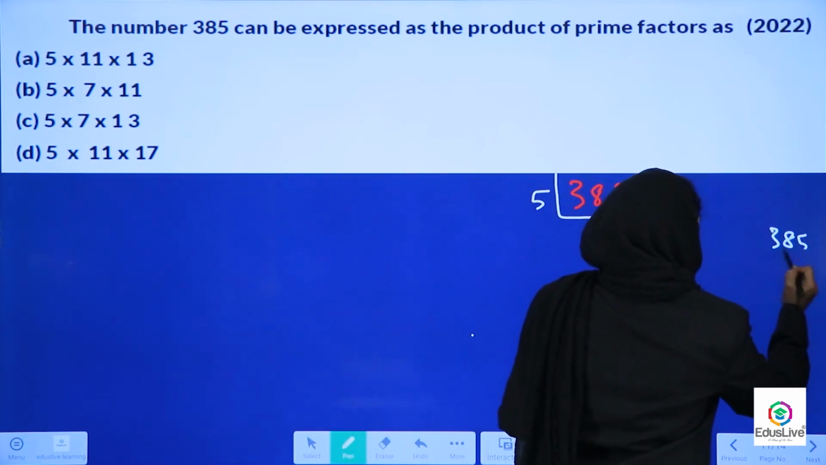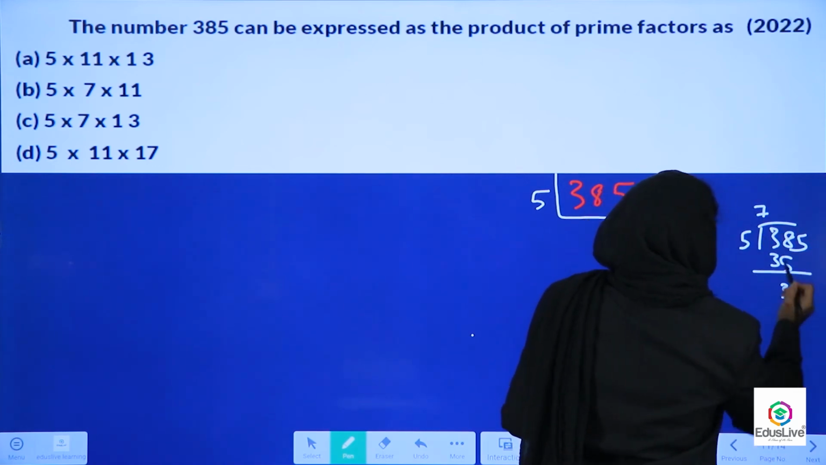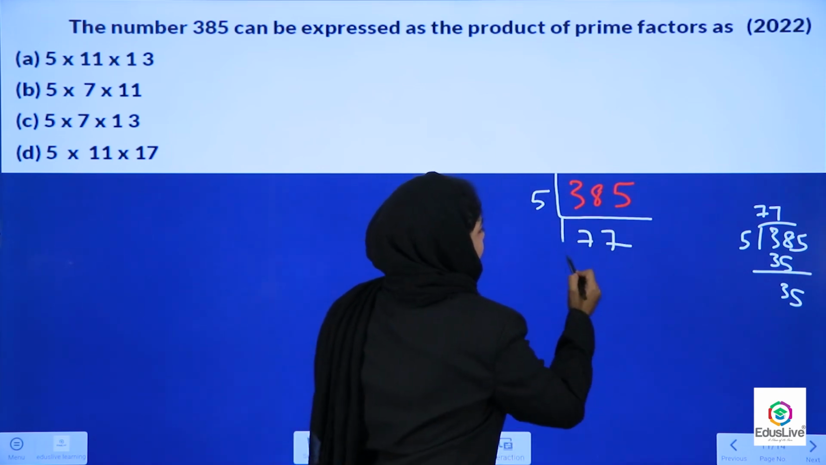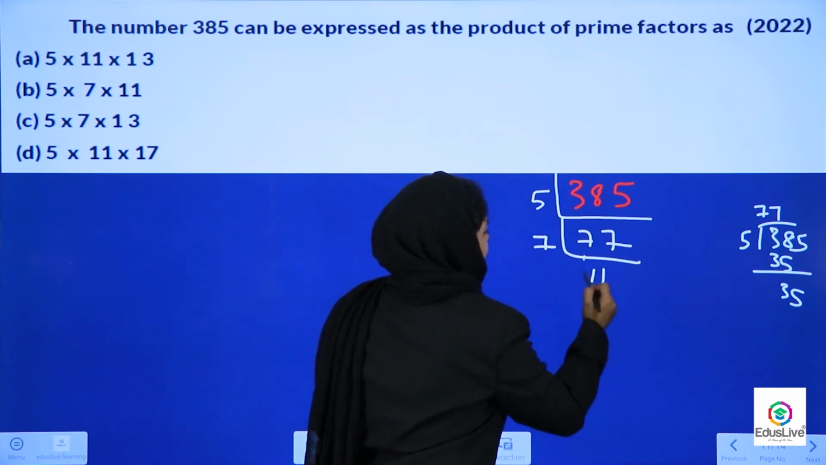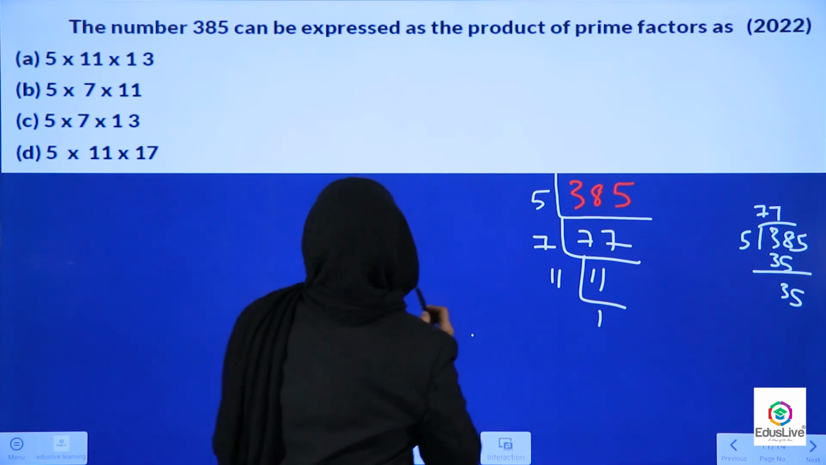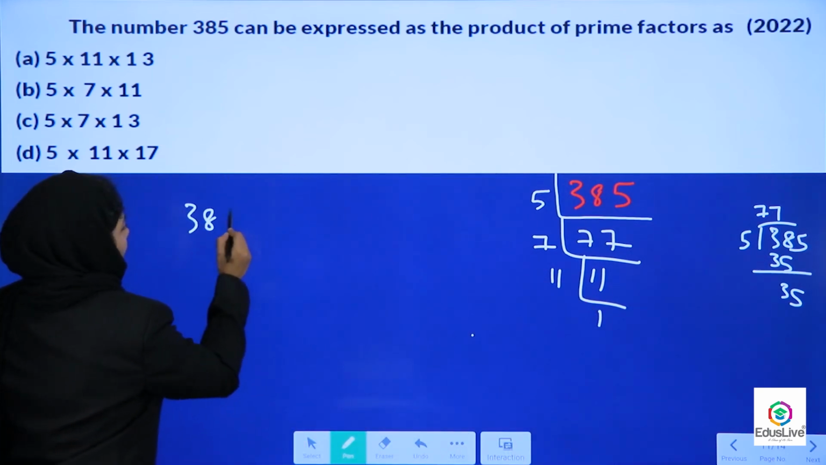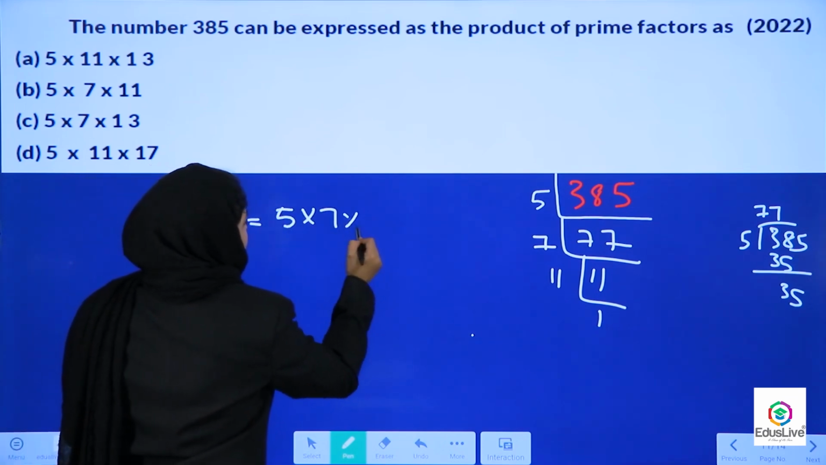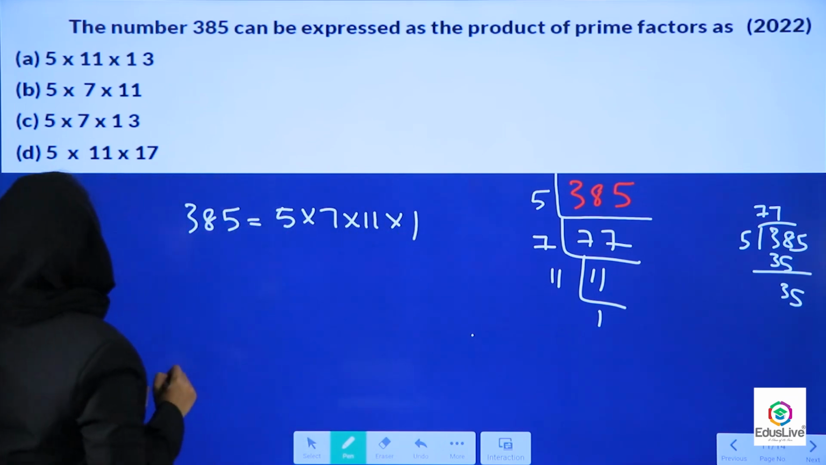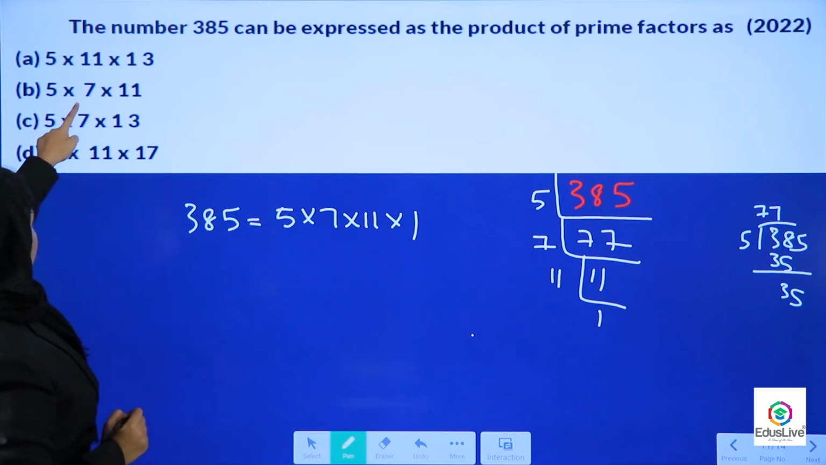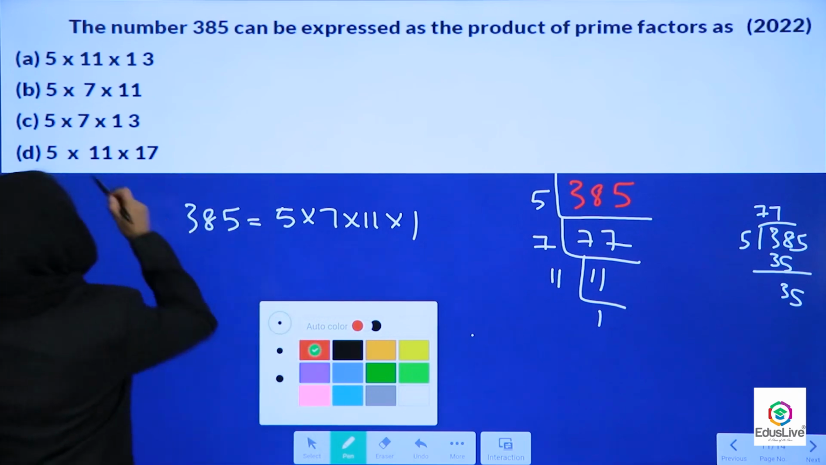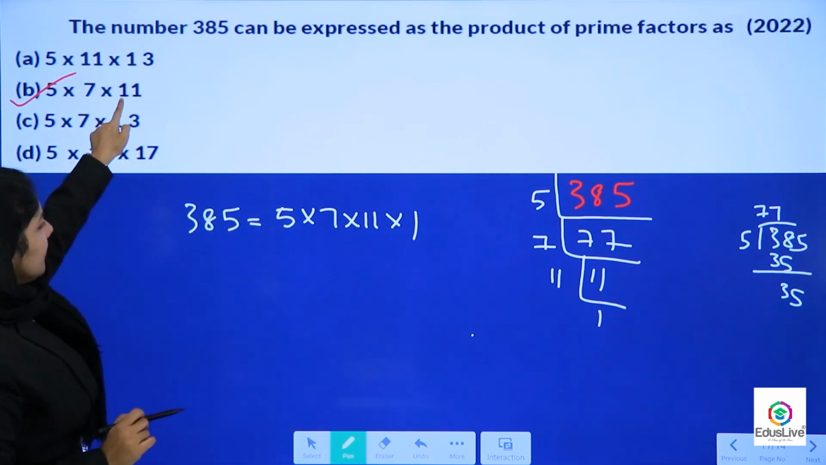385 divided by 5 is 77. Then 77 is divisible by 7, 7 times 11 is 77, and 11 divided by 11 is 1. So, 385 on prime factorization, we get 5 times 7 times 11. So, the correct option is option B, 5 times 7 times 11.